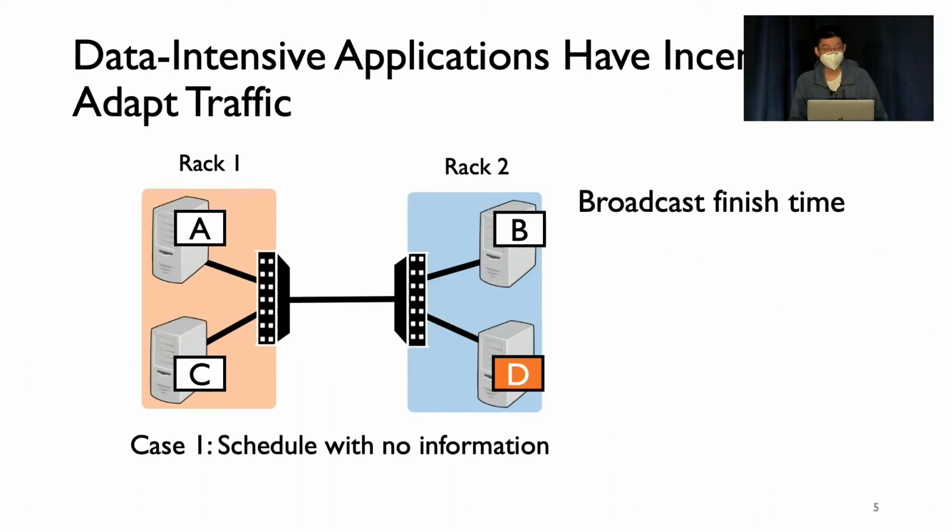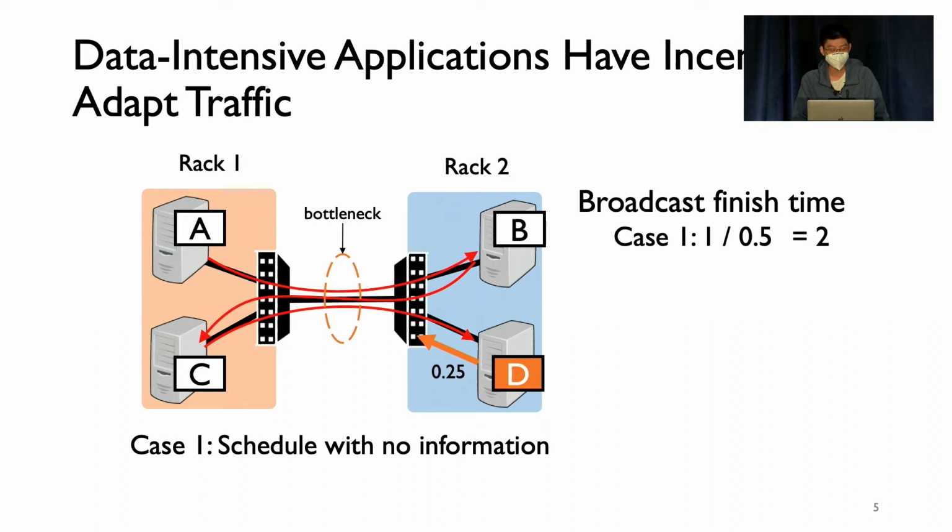Data-intensive applications also have the incentive to adapt the traffic. For the same dumbbell topology, now consider that all the links have the bidirectional bandwidth of 1 unit. In the meantime, VM D has an upstream background traffic that takes 1/4 of the total bandwidth. If the application scheduler does not know anything about their network, it is possible for VM A to first send data to B, then C, then D. But this broadcast tree causes heavy congestion on the cross-rack link because it has to cross the inter-rack link twice. So each flow only has half of the link bandwidth, which results in a broadcast completion time of 2 units.